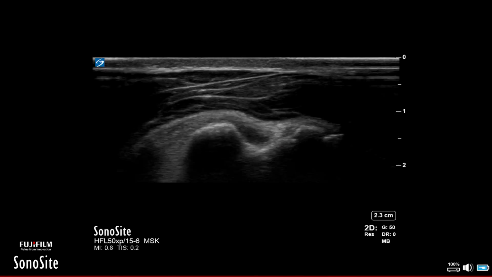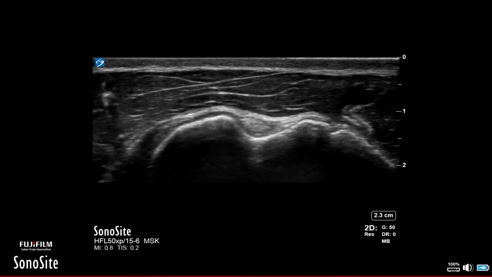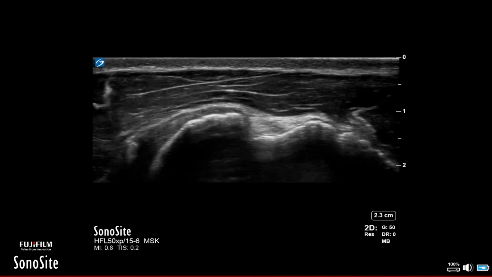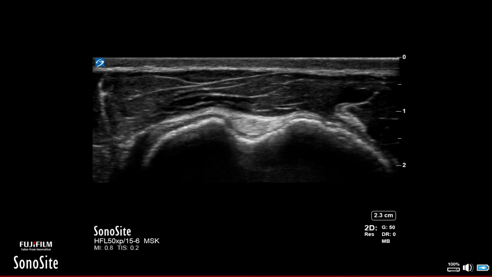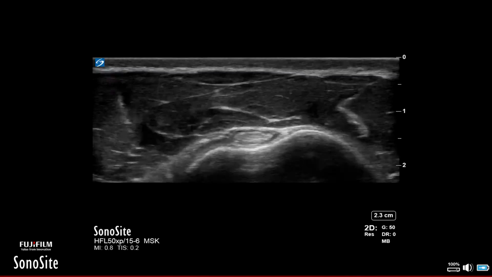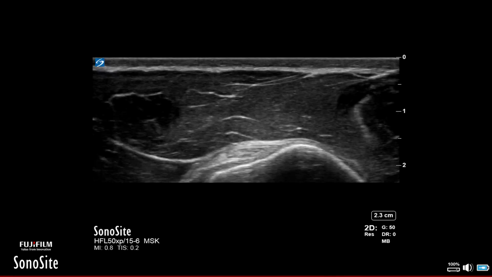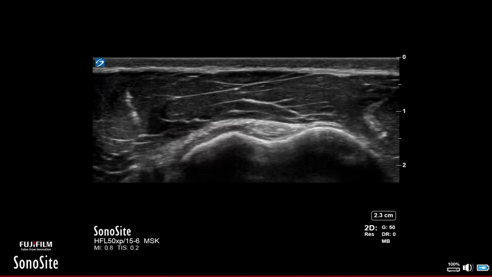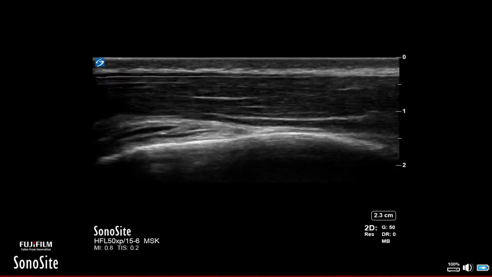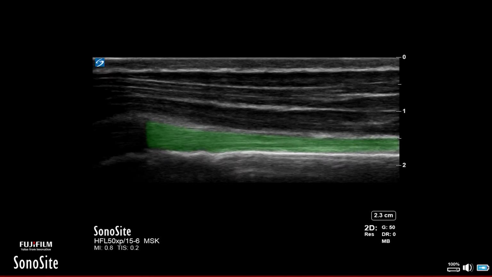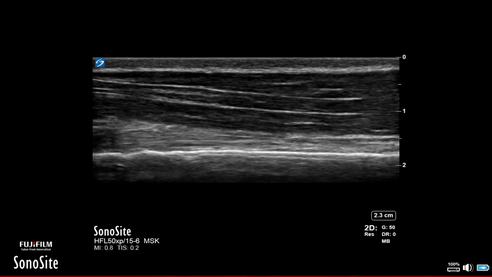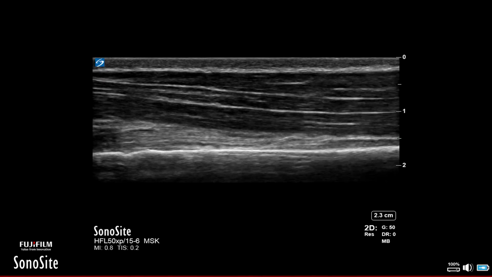You can play with anisotropy. It should be bright white. If it looks black, that's because you have the wrong angle. And we're going to be scanning up and down. That's length in the short axis. And then you can also look at a long axis view where you can see the biceps tendon as the bright white fibrillar architecture that is deep to the deltoid.